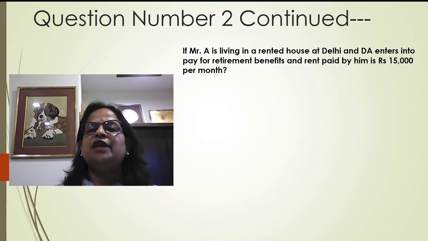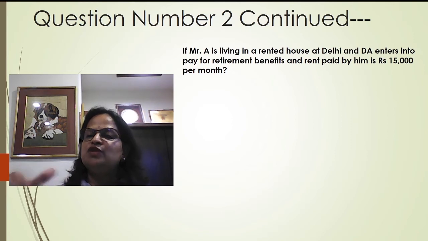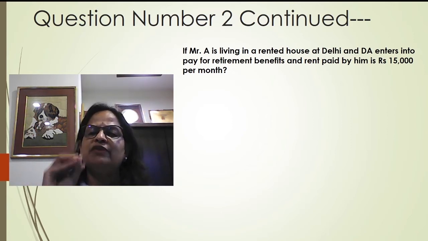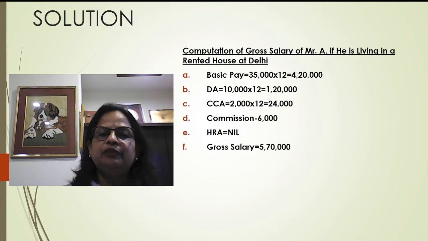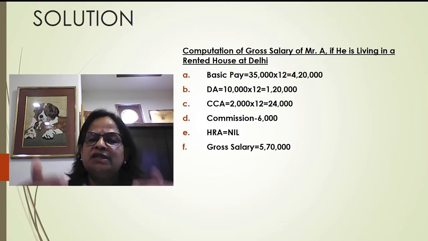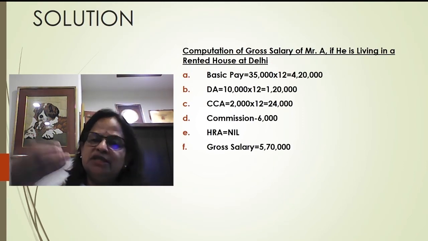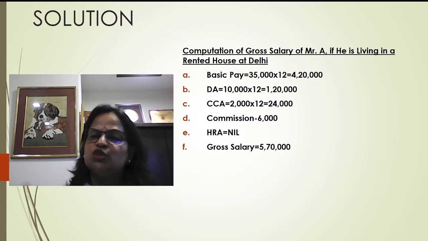Then DA is entering into retirement benefits. In the previous problem it's not mentioned, but here DA also you have to include for computation of salary for HRA computation. Rent paid by him is 15,000 per month. Now you have to calculate. This is the gross salary statement. This information I have derived from the next two slides.